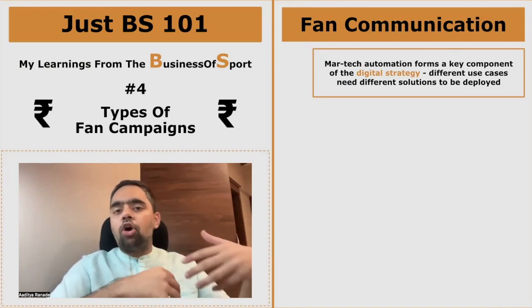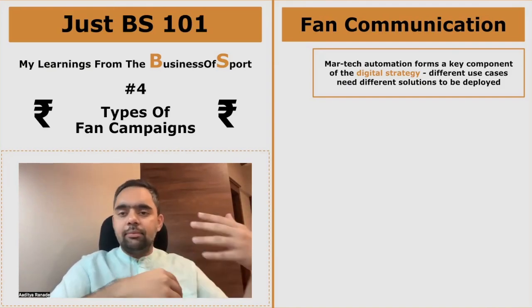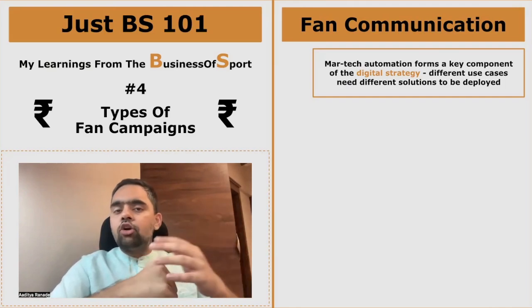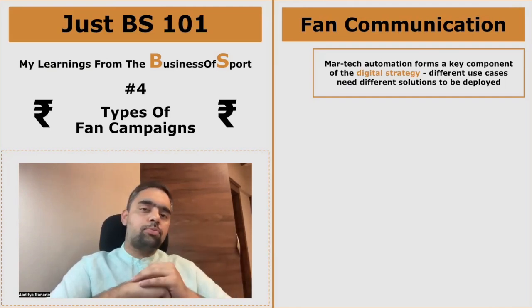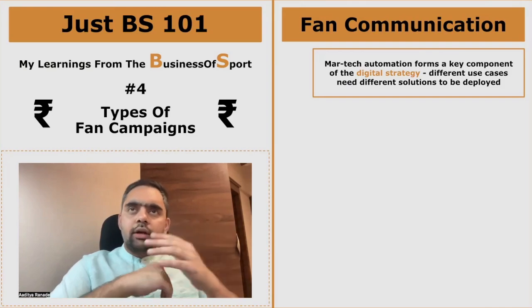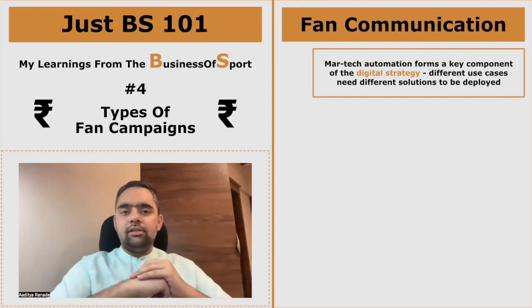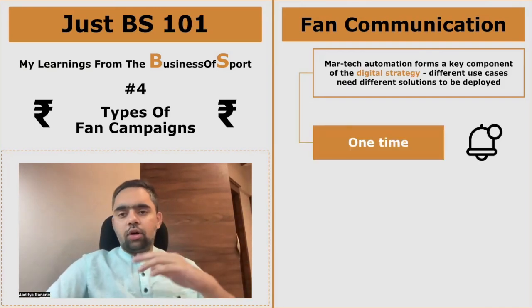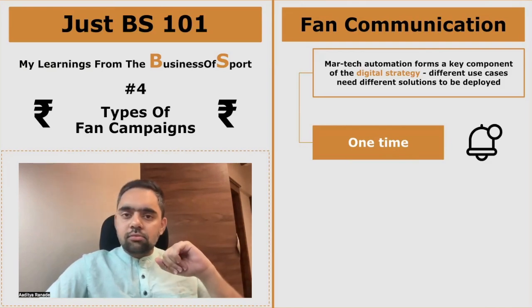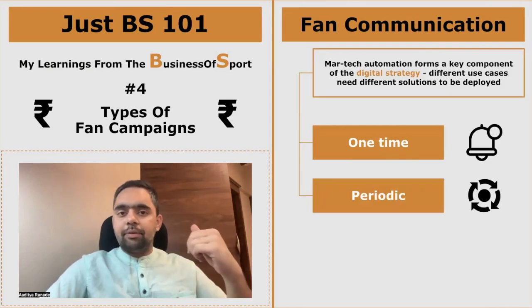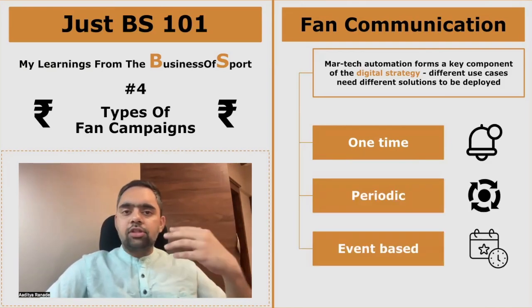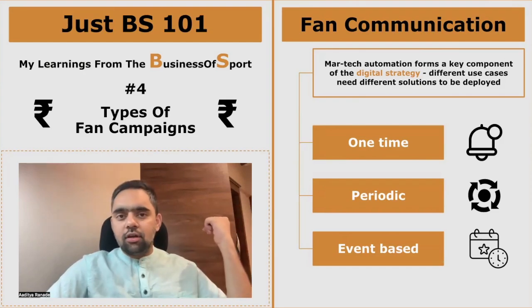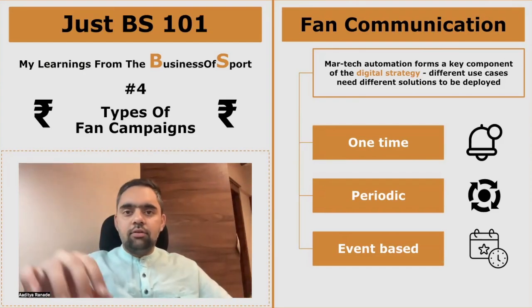Hence, MarTech automation to do this in a seamless manner now forms a very key component of the digital strategy for a sports organization. Let's look at what are the different types of campaigns that are at play. You could have one time campaigns, you could have periodic campaigns, or you could have certain event based campaigns. Now, what does all of this mean? Let's dive deeper.